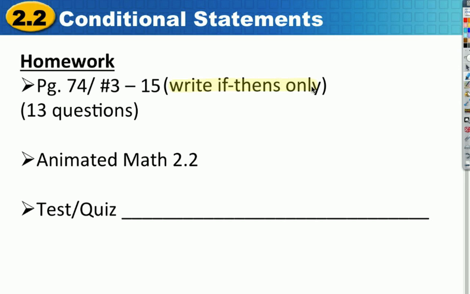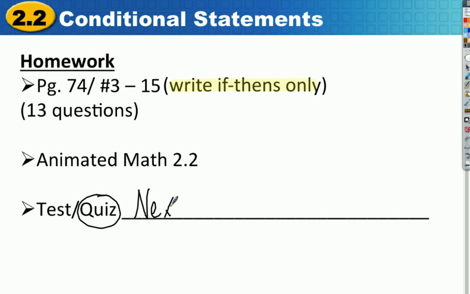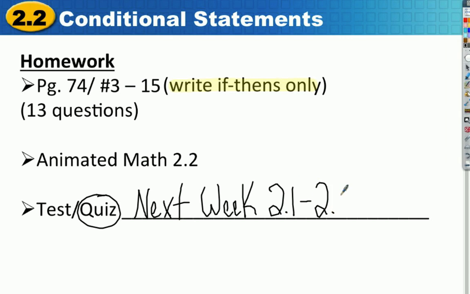And then I would like you to do the animated math activity online. And you are going to have a quiz next week, and that will be on 2.1 to 2.3. We'll actually probably be pretty far ahead of 2.3 by the time I give you the quiz, because I'm going to give you the quiz later on in the week. But it will only contain 2.1 to 2.3.